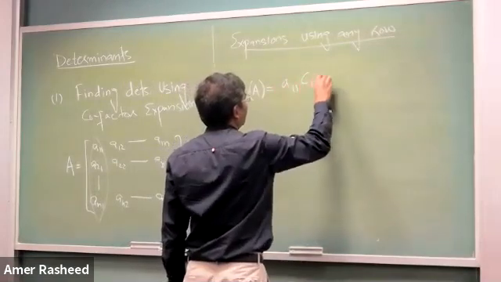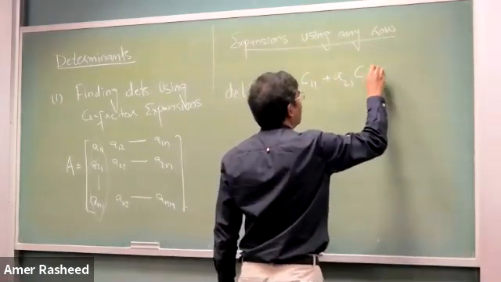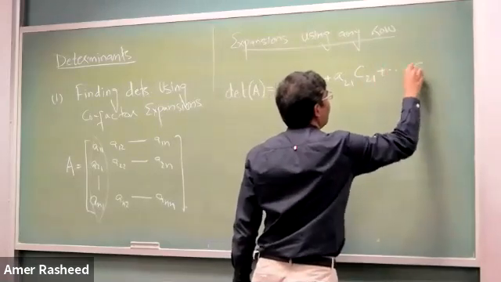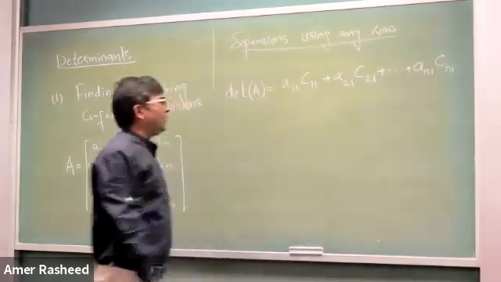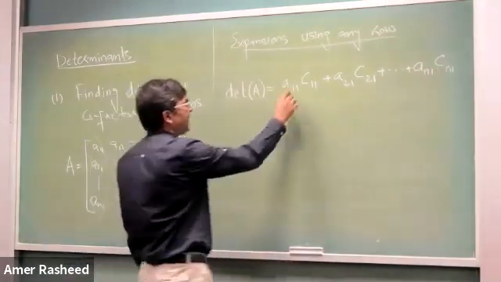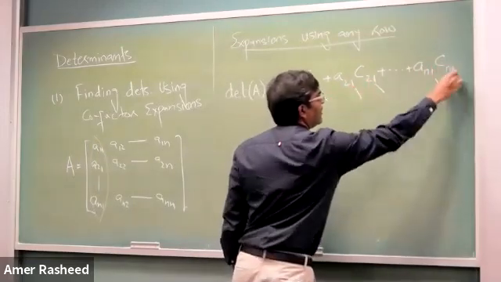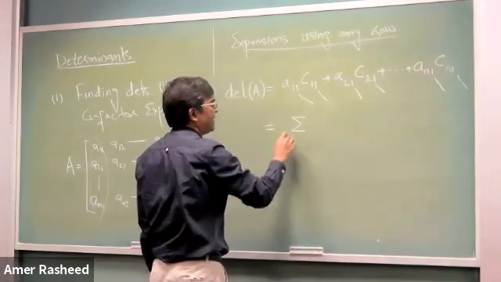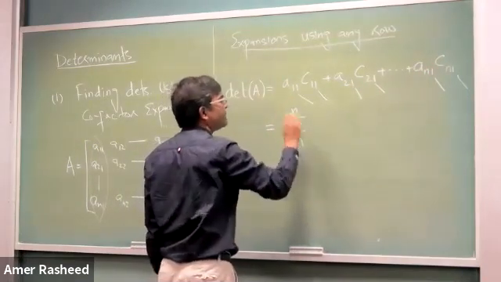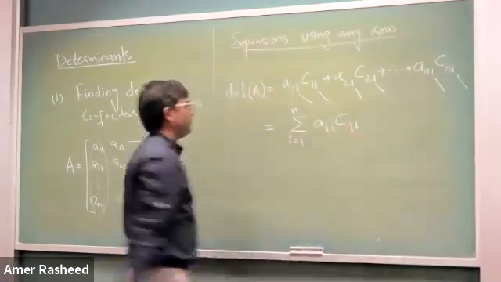A11 C11 plus A21 C21 plus so on plus An1 Cn1. Now you can notice here that the second index, the j index, is fixed, whereas the first index varies. So we can write it in this form: sum of i from 1 to n of Ai1 Ci1.